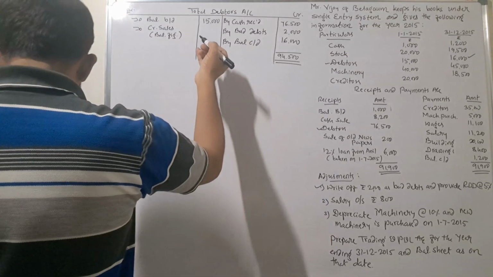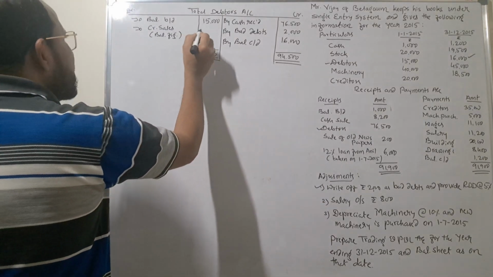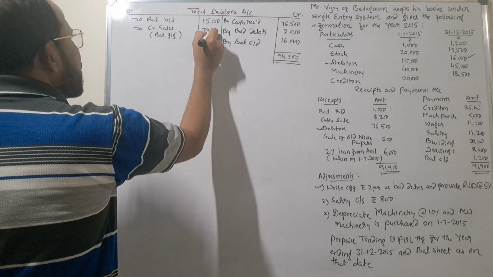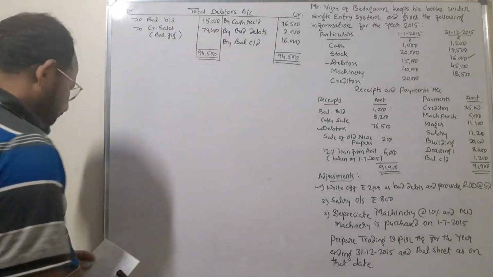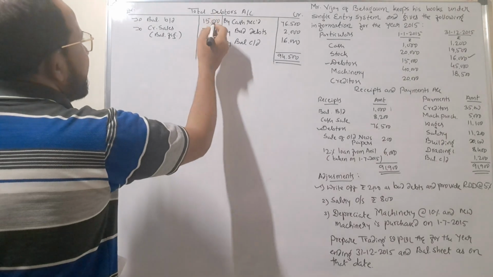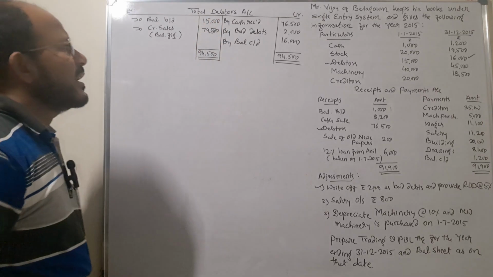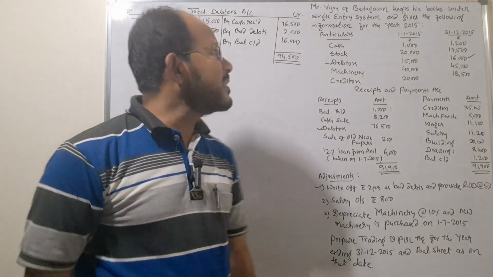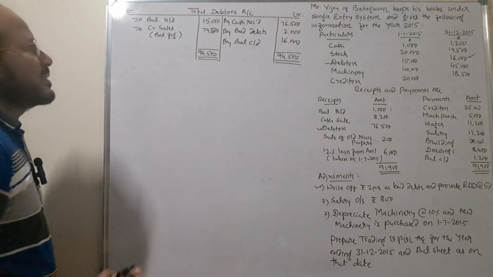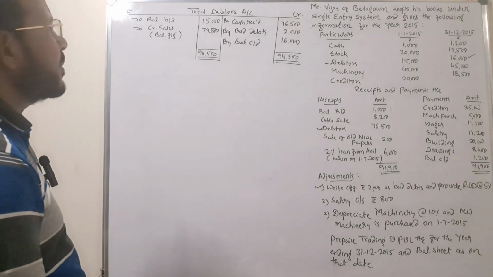ಇದರಲ್ಲಿ ಎಷ್ಟು ಬ್ಯಾಲೆನ್ಸ್ ಬರುತ್ತೆ ಇಲ್ಲಿ, 79,500 rupees we are going to get. 79,500 rupees. What is this? This is credit sales. ಅದಕ್ಕಾಗಿ ನಾವು ಟೋಟಲ್ ಡೆಟರ್ಸ್ ಖಾತೆಯನ್ನ ಪ್ರಿಪೇರ್ ಮಾಡಿದ್ವಿ.